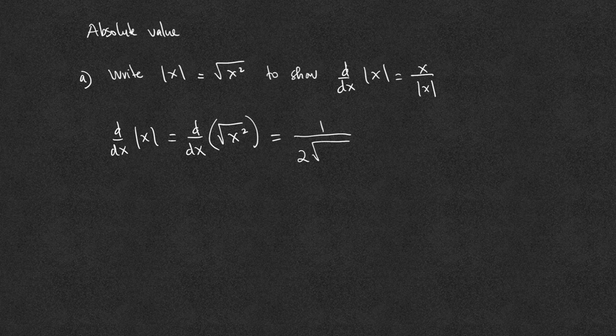of the exact expression. This expression is the inner function. And then we multiply the derivative of the inner function, which is the derivative of x squared, or 2x. The 2 and 2 cancel out, so we end up with x over the square root of x squared. But remember, by definition, the square root of x squared is the absolute value of x. And so we write this as x over the absolute value of x. We just showed that the derivative of the absolute value of x is x over the absolute value of x.